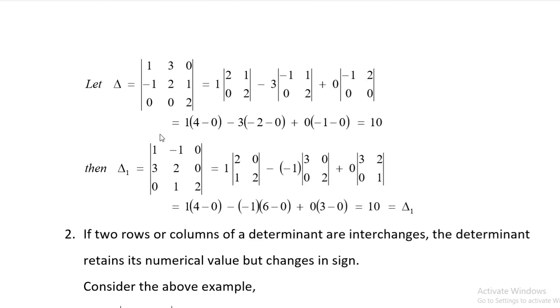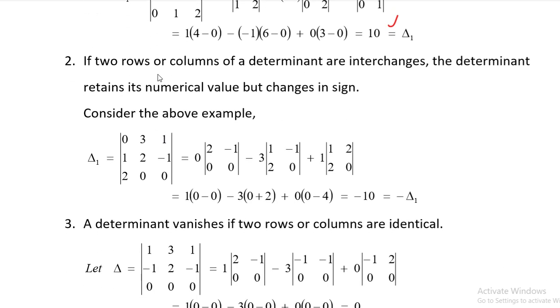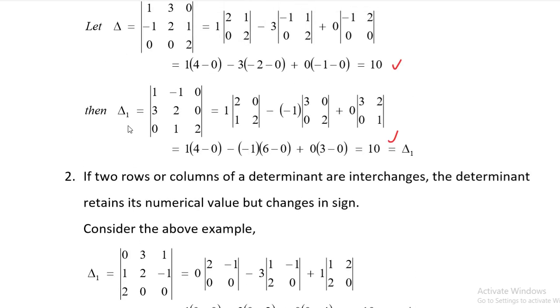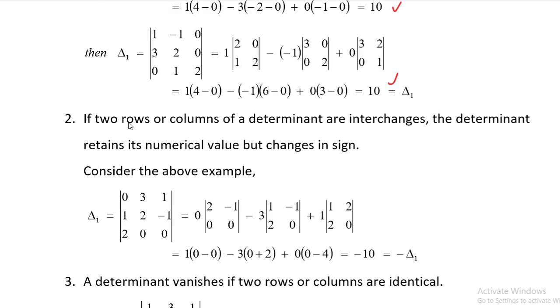Similarly, you can see in this example a determinant is given and here the transpose of this matrix is given, and the determinant is still the same, which is 10. If two rows or columns of a determinant are interchanged, the determinant retains its numerical value but changes its sign. If you write the first row as the second row and the second row as the first row, 10 will remain 10 in magnitude, but the sign will change to -1.